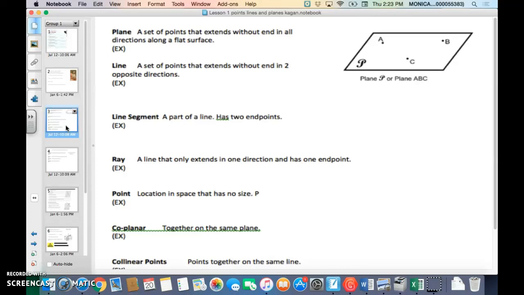Something that's important about a plane is that you want to know how we label it. Okay, so you can label it with an uppercase italicized letter, right? So we'd say plane P, or you need 3 letters to name a plane. So if I said A, B, and C, those are all on the plane.